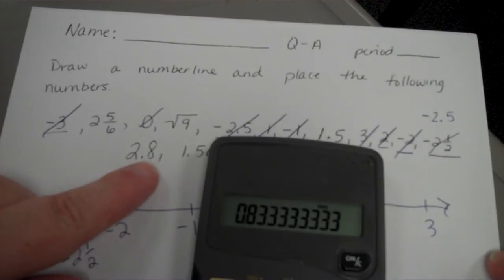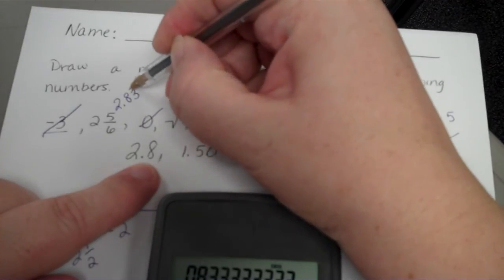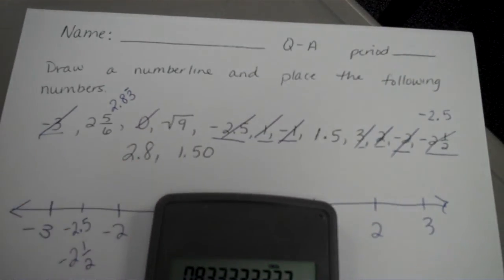So the other number I'm comparing it to has just 2.8. So I'm going to put 2.83 and then the little bar saying it repeats, keeps going.